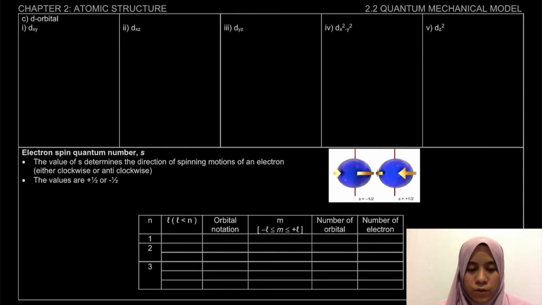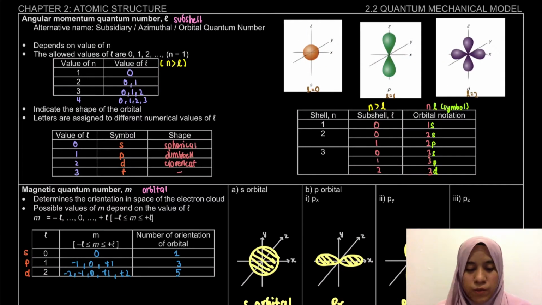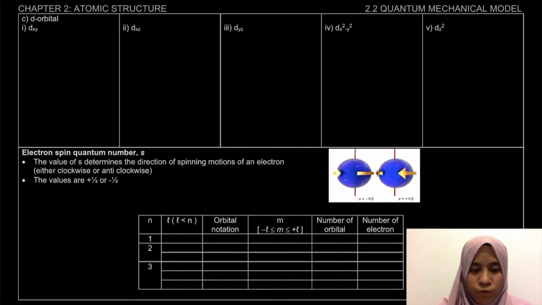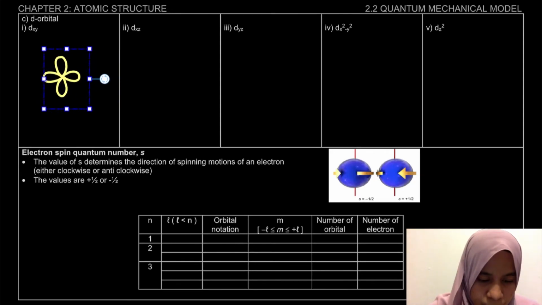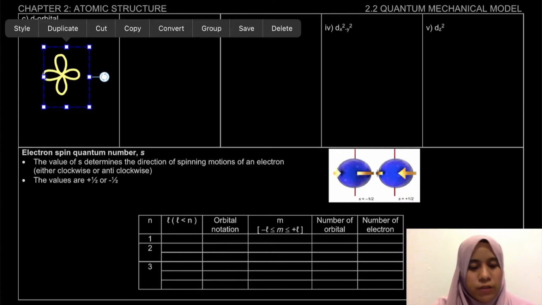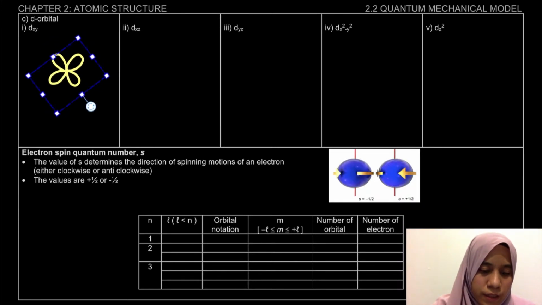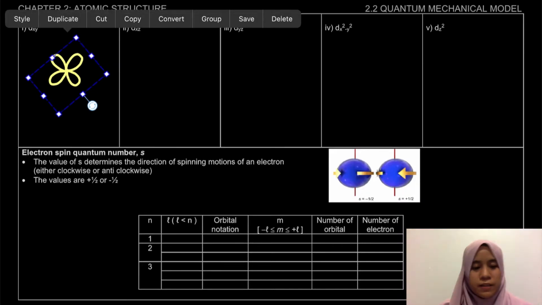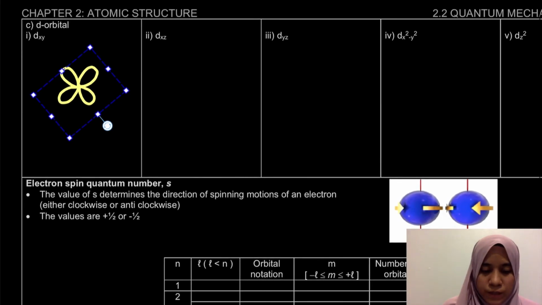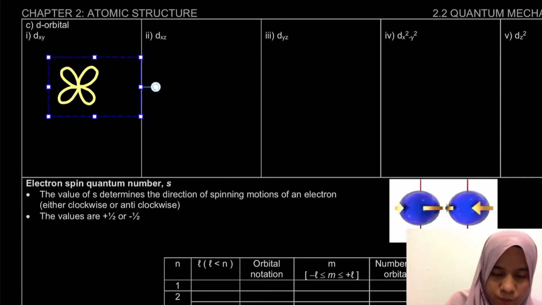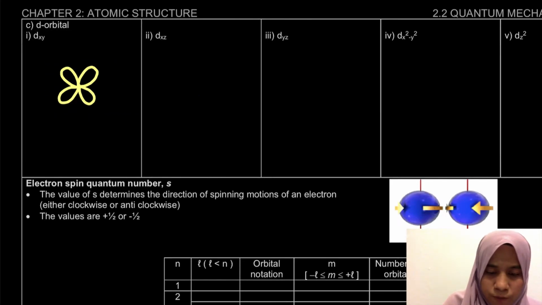As we have learned before, for the d orbital the shape is clover leaf. So what I'm going to do first is draw the clover leaf shape. Let's see if we can do it like this. Like a drawing class for a moment. Okay, so this is my d shape. Copy.